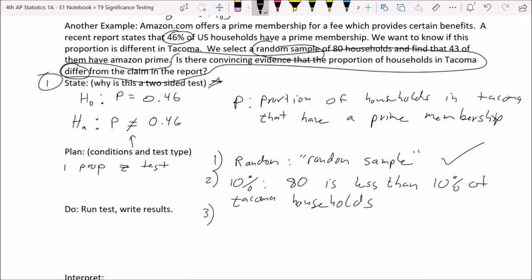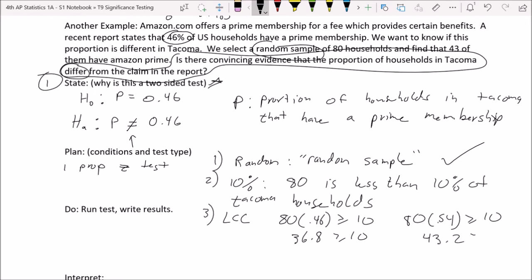And number 3, large counts condition. For us, that would be 80 multiplied by 0.46, which needs to be greater than or equal to 10. And also 80 multiplied by 0.54, the complementary proportion, the one that would add up to 100 with 0.46, needs to be greater than or equal to 10 as well. So let's type those in real quick. The one on the left is 36.8. Yep, that's definitely greater than 10. And the one on the right is 43.2, which is definitely greater than or equal to 10. There's 2 points down.